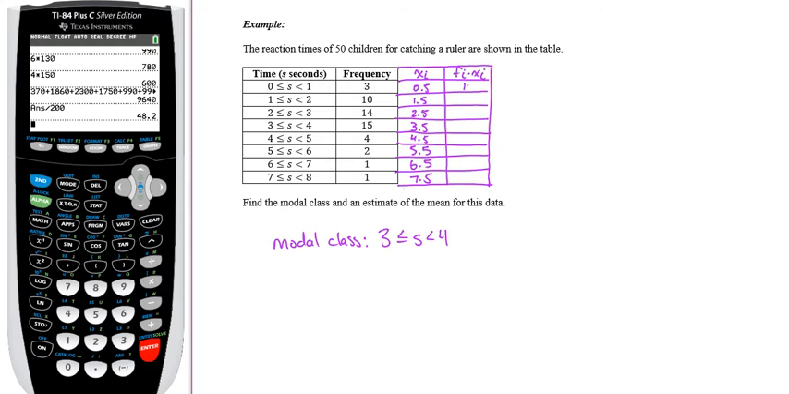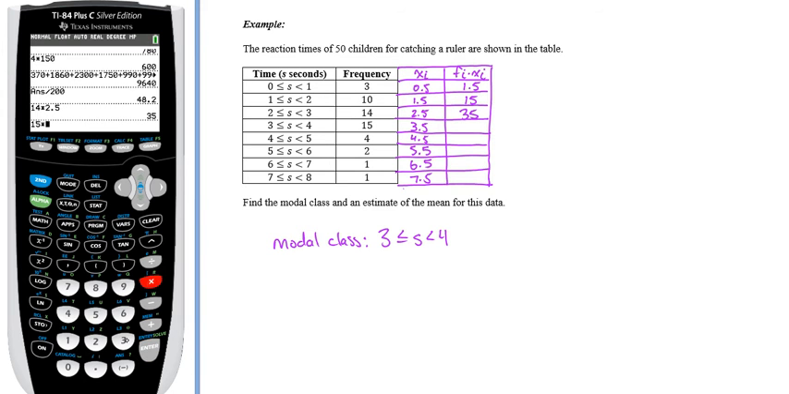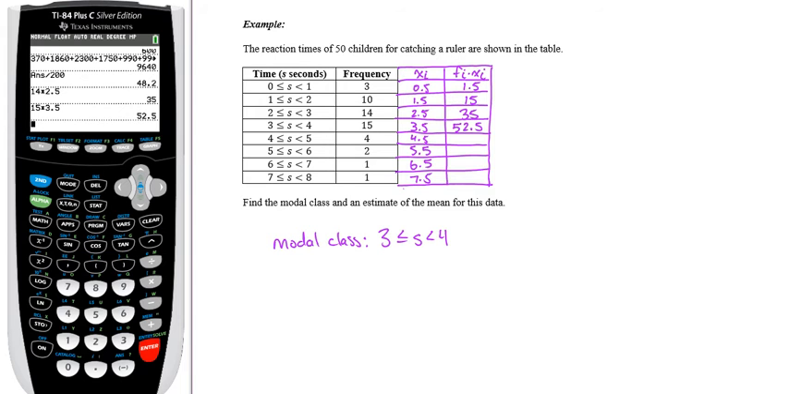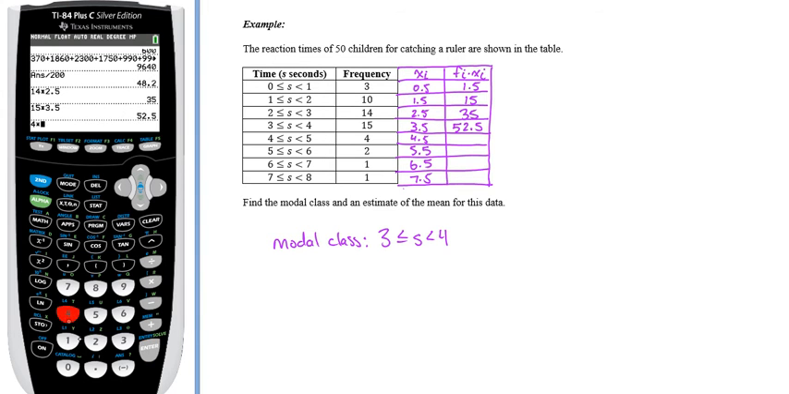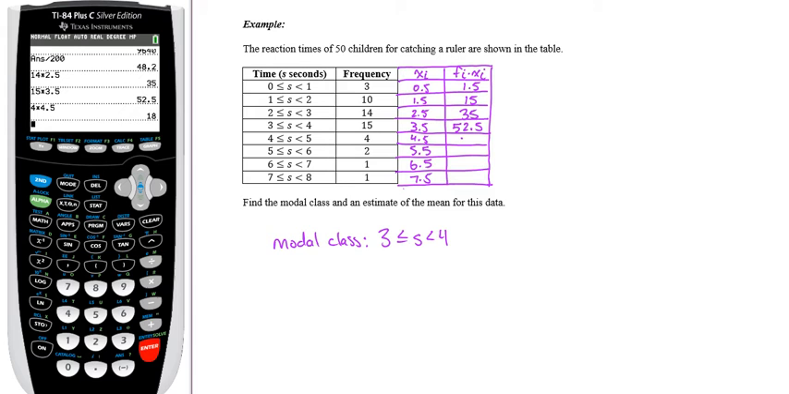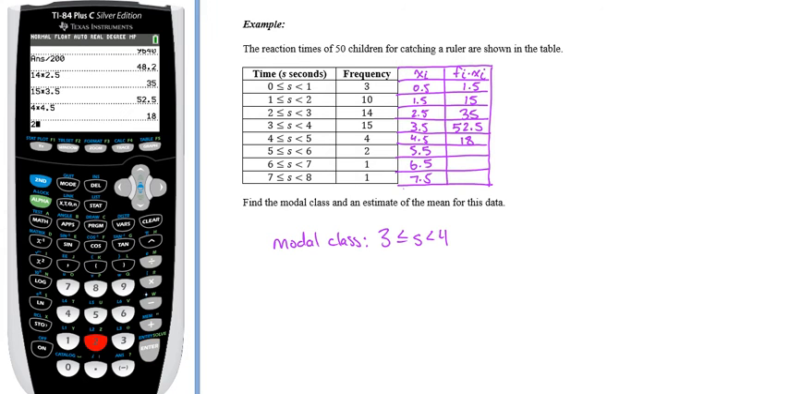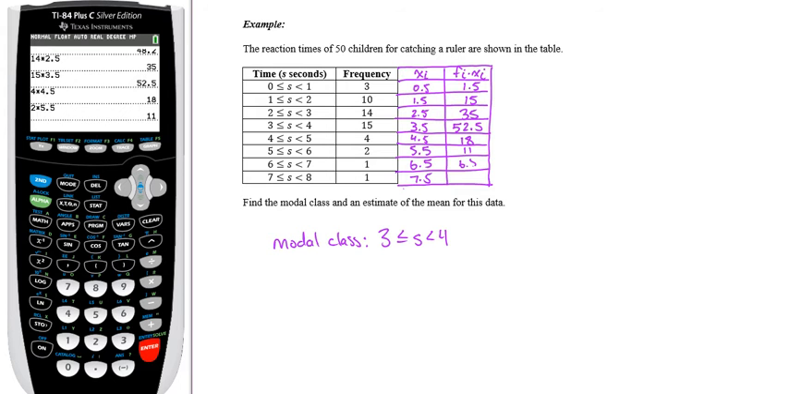And then we'd find the product. So 0.5 times 3 is 1.5. 10 times 1.5 is 15. 14 times 2.5 is 35. 15 times 3.5 is 52 and a half. 4 times 4.5 is 18. 2 times 5.5 should be 11. 1 of 6.5 and 1 of 7.5. And then we tally those up.